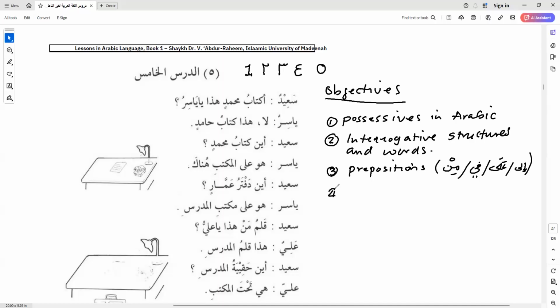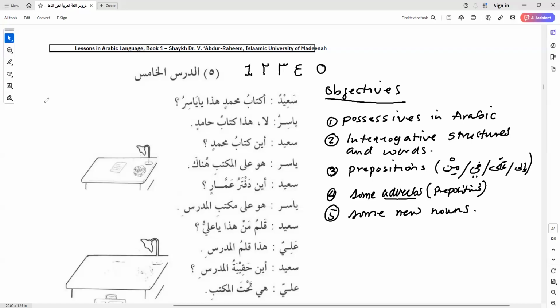And then today we're also going to learn some adverbs, right? Some adverbs of position. But these adverbs are more or less like prepositions, but in English, they consider them as adverbs, but in Arabic, they serve as prepositions. We're going to learn something about them. And our final objective is, as usual, we're going to learn some new nouns in Arabic. So let's get started.